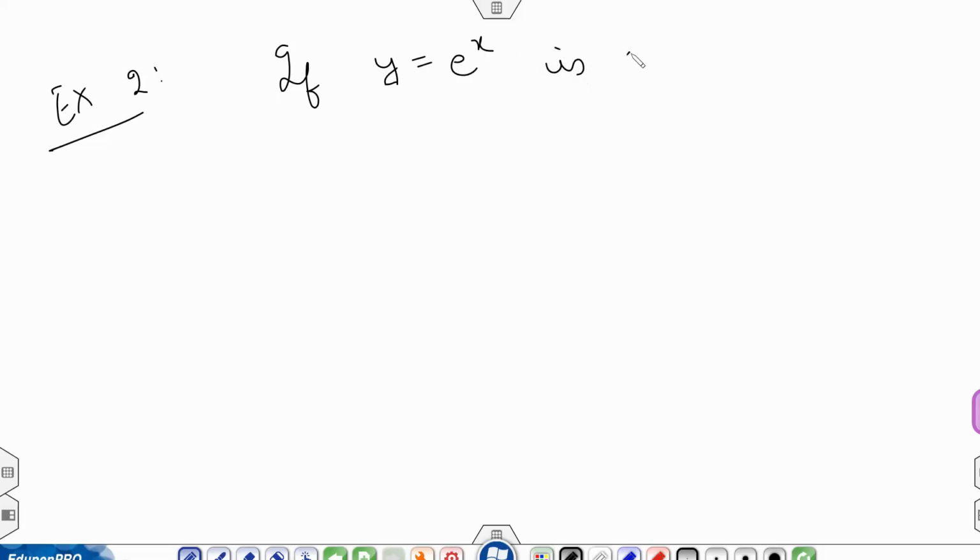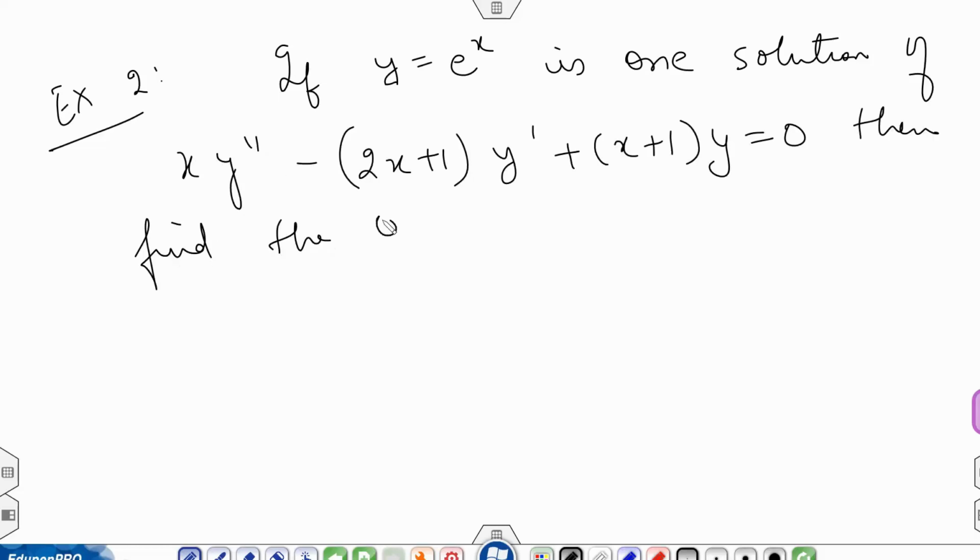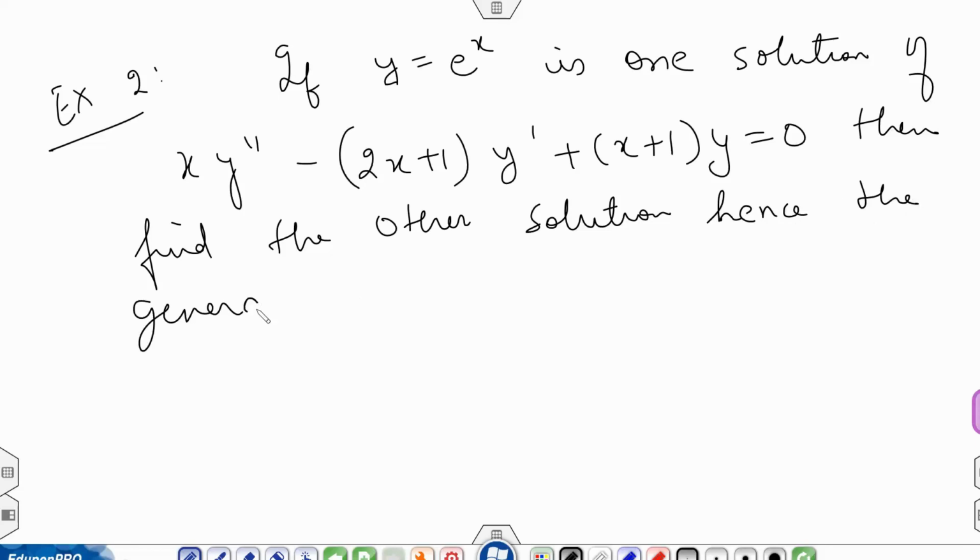Now we will do one more example. It is given that one of the solutions is e to the power x of this differential equation, then find the other solution, hence the general solution. Obviously, if we find two linearly independent solutions for the second order linear differential equation, the linear combination will give you the general solution. So what will be the process? Since you know that you have one solution, it is given, you need to change this form into the standard form.